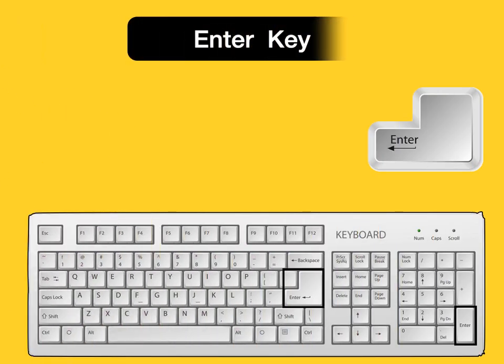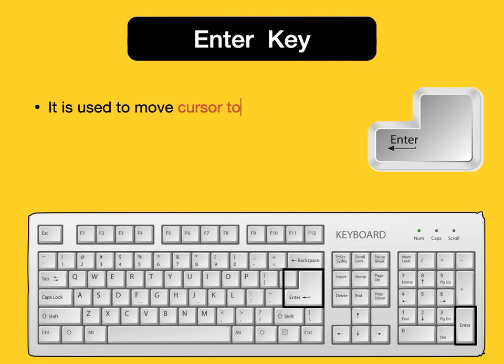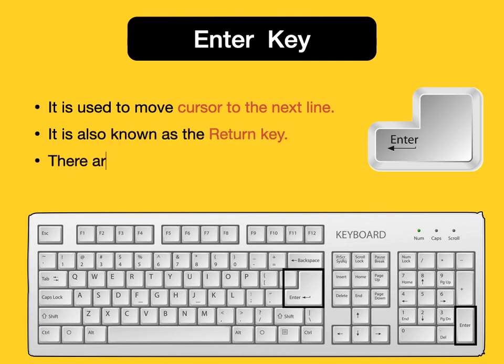So our first type of special key is enter key, and enter key is used to move the cursor to the next line. It is also known as the return key. Whenever we press enter key, we move to the next line of our paragraph or document, and on our keyboard 2 enter keys are present.